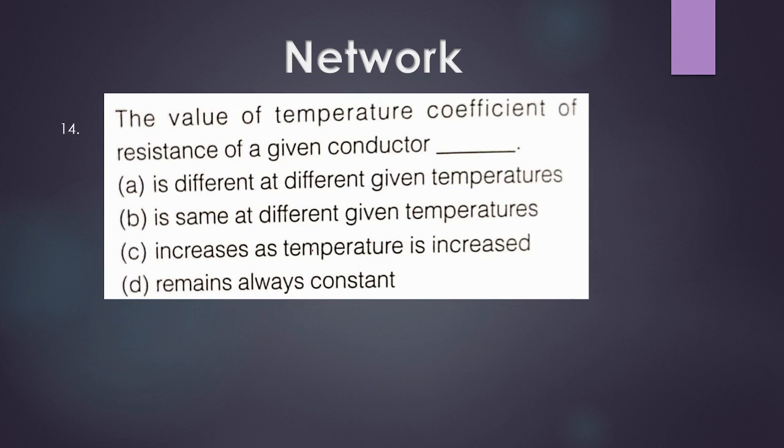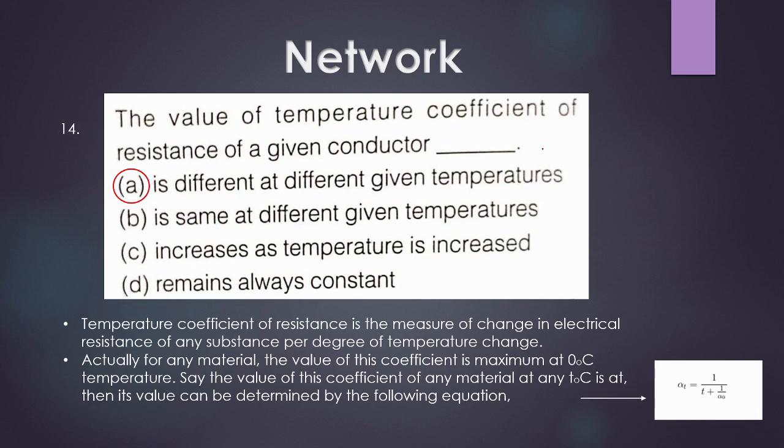Okay, next question. The value of temperature coefficient of resistance of a given conductor. Temperature coefficient alpha. So it is asking whether alpha is different at different temperatures. The options: alpha will vary with temperature; it's the same at different given temperatures, meaning constant; increases as temperature is increased; remains always constant. Let's see what the answer is. The answer will be A, is different at different given temperatures.